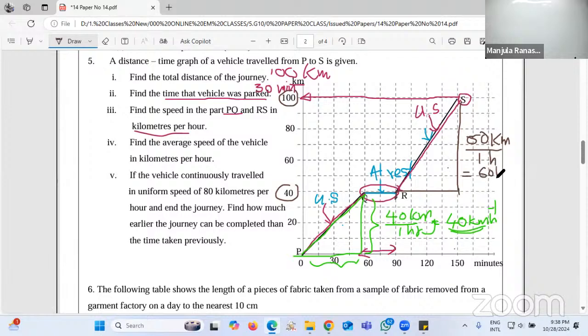60 kilometer per hour. Okay, for that part you have 2 marks, 2 marks for PQ and RS speeds. Understood everyone? Right, vertical height divided by the horizontal length. 60 kilometer divided by 1 hour. 60 kilometer per hour. Find the average speed of the vehicle in kilometer per hour.